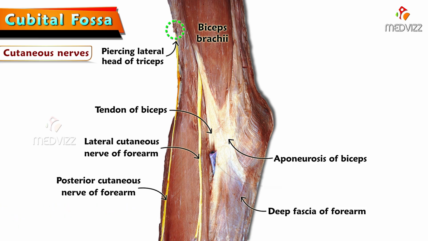And cut ends of perforating veins are also seen, and we can also see the cut ends of basilic veins as well. So these are the structures which we can appreciate after removing some of the superficial contents. So let's do a little more deep dissection.